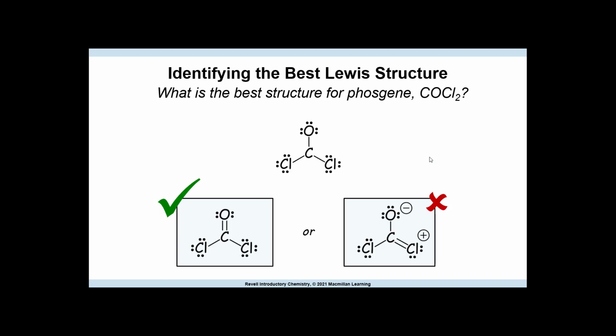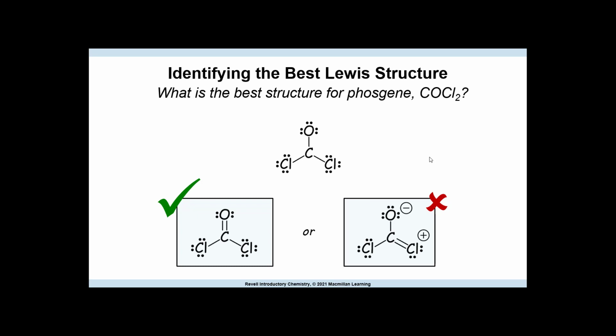Sometimes it's possible to draw more than one Lewis structure. In these cases, we can use formal charges to identify the best structure. For example, look at the structure of phosgene, which is COCl2, a highly toxic gas that was used as a chemical weapon in World War I. We draw the Lewis structure for this compound by following the steps we just outlined.